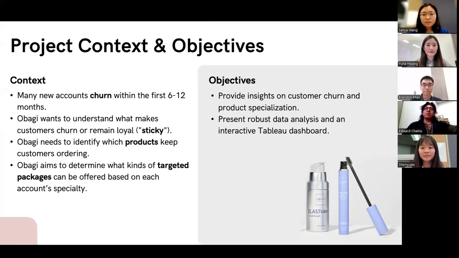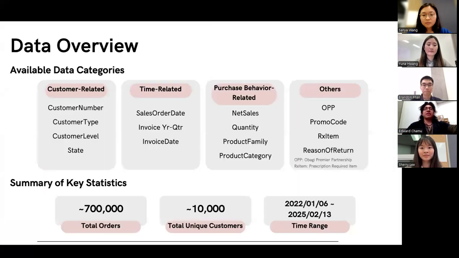Related to that, Obagi would like to know what products keep customers ordering from them, as well as what kinds of targeted product packages they can offer to specific customers as they open a new account that will result in long-lasting relationships. This project's objective is answering the key questions and providing insights on customer churn and product specialization. We'll present an interactive Tableau dashboard to facilitate our analysis.